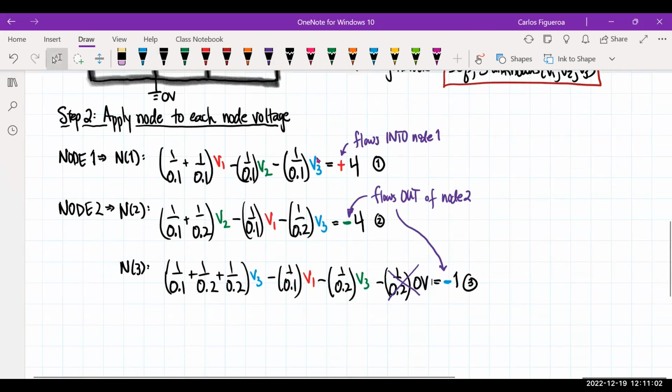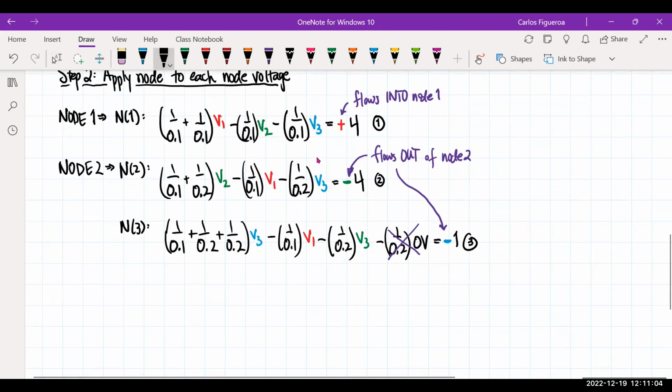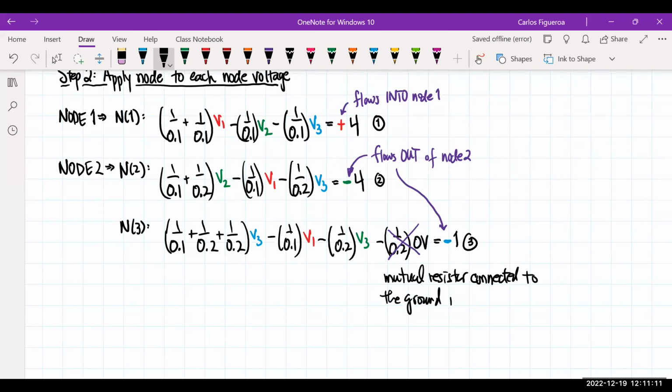So if you see a resistor connected to the ground, the mutual part, you don't actually have to worry about that. So now what I'm going to do here is rewrite these equations. The way I'm going to rewrite them is that I need to put them into matrix form. So I'm going to place these equations into matrix form.